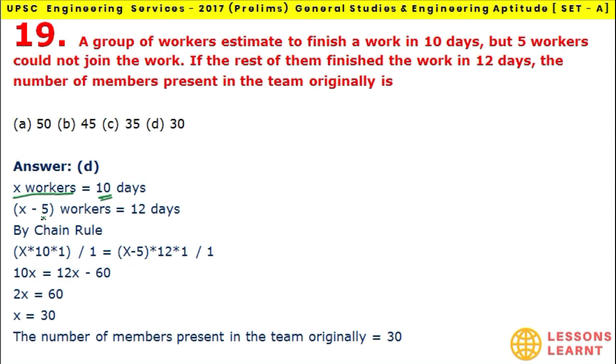So out of them 5 workers did not join and they finished the work in 12 days. If the rest of them finish the work in 12 days, the number of members present in the team originally is, means we have to find how much actually the group strength was. So this is the chain rule. There will be another video on chain rule.